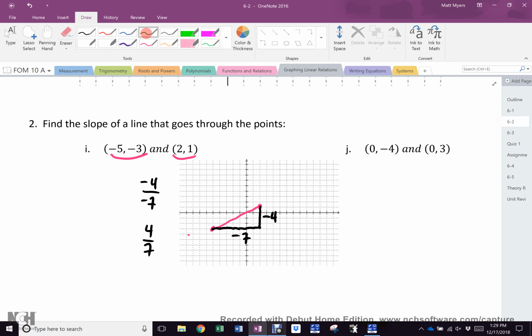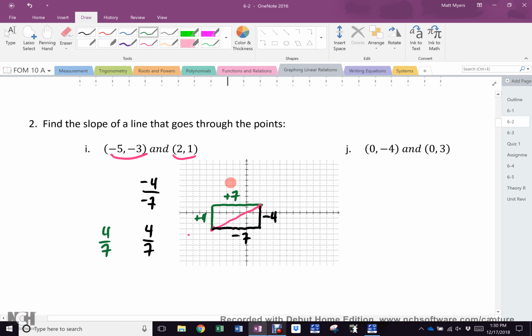If you were on the window side of the room, you started here, and you went up 1, 2, 3, 4, which is positive 4, and right 7, which is positive 7, to get a slope of 4/7. Does everybody understand? Does it matter which point you start from? No, as long as you know that up is positive, and down is negative, and right is positive, and left is negative.